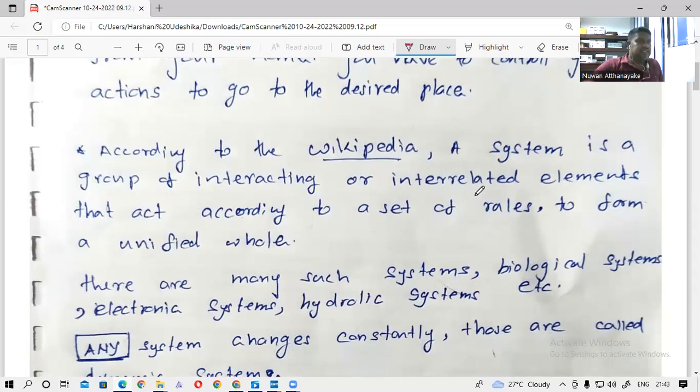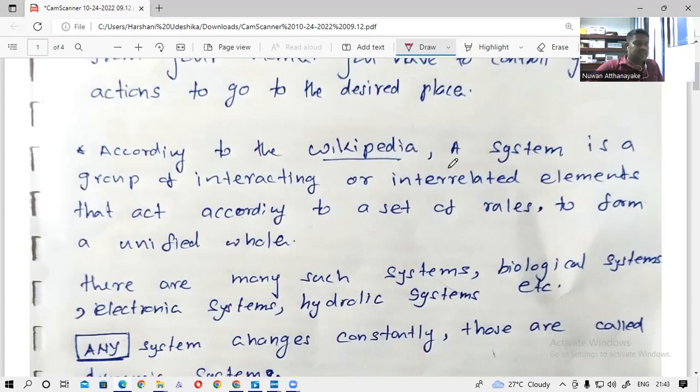Anyway, I got this description from Wikipedia. You can also see it on Google. It says that a system is a group of interrelated elements or components that act according to a set of rules to give a unified whole. So that is the idea.